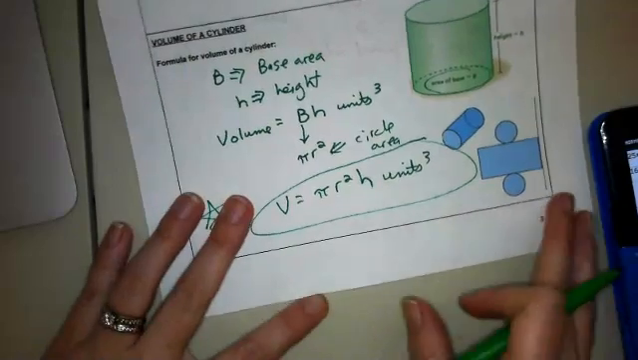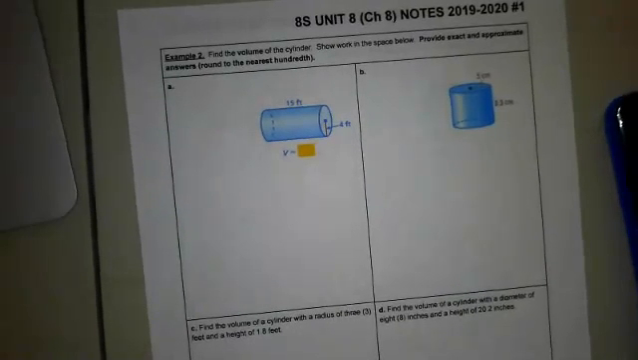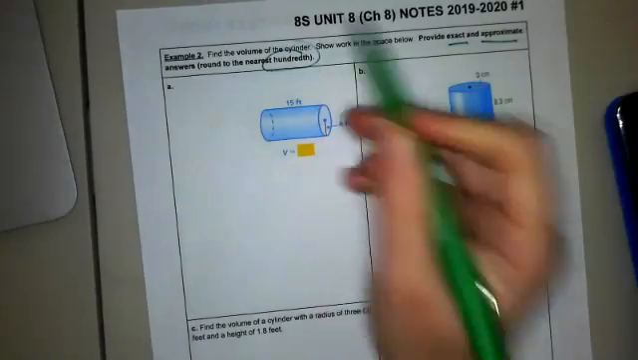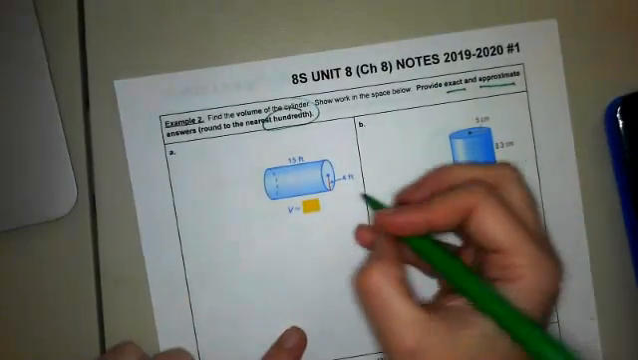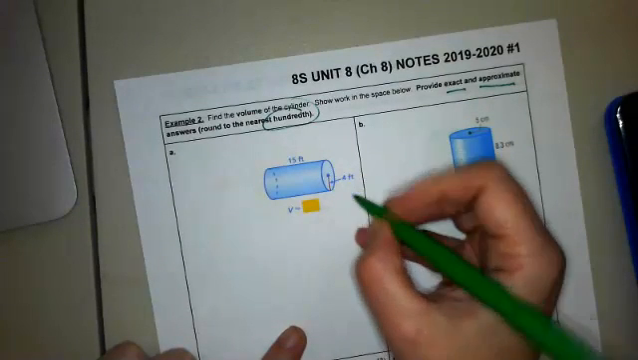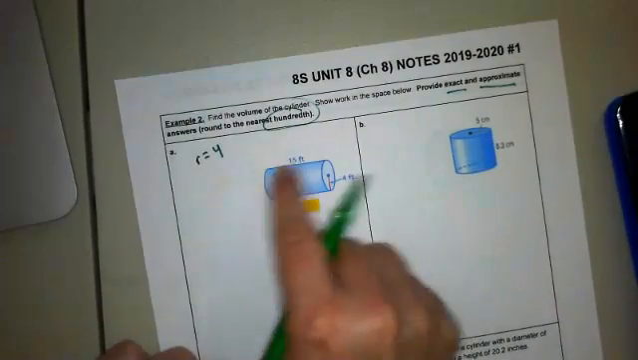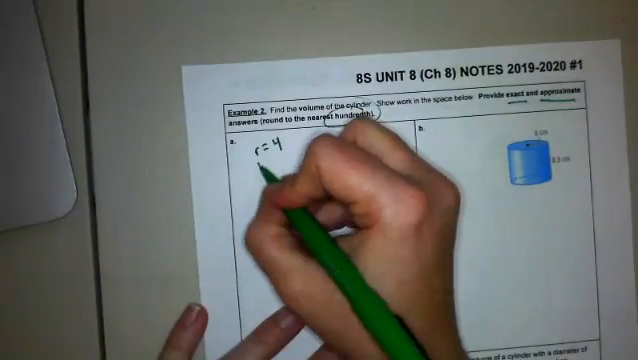Let's go ahead and flip to page 4. Let's do a couple of these. We have example 2, find the volume of the cylinder. Show work in the space below, provide exact and approximate answers, and round to the nearest hundredth. So here you can see that we have a radius. This is going to be our radius right here, and that radius equals 4. We have a height, because if you were to turn it sideways, you can see that this is the height of the cylinder, and that's going to be 15.